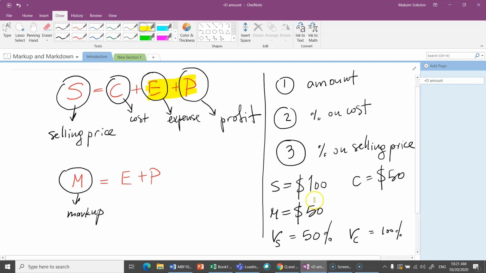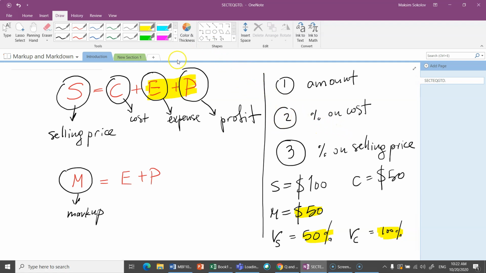So the same markup can be expressed either as amount, which is $50 in this example, or as rate on selling price, which is 50% of the selling price, or as rate on cost. In this case, it will be 100%. When you solve problems, you need to be aware that you can have markup given as percent on cost, on selling price, or as an amount. By the way, the same concerns expense and profit. Expense and profit can also be given in these three ways.